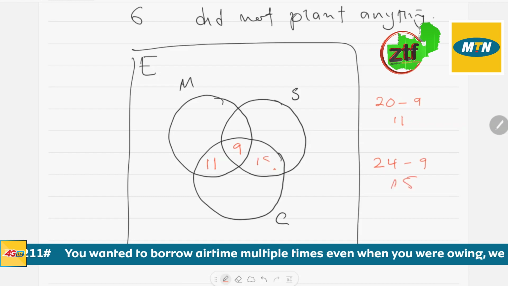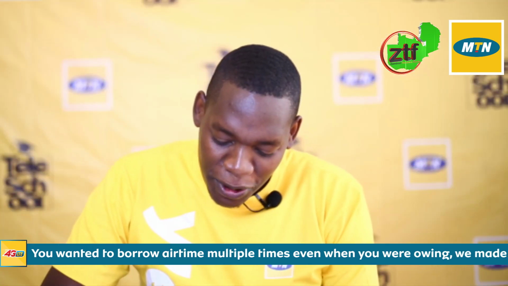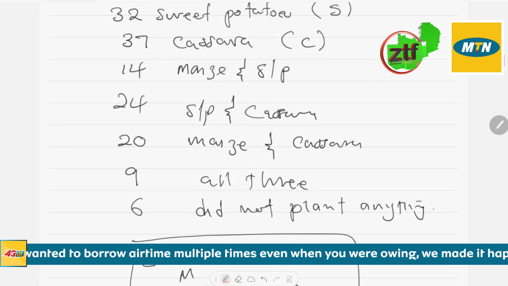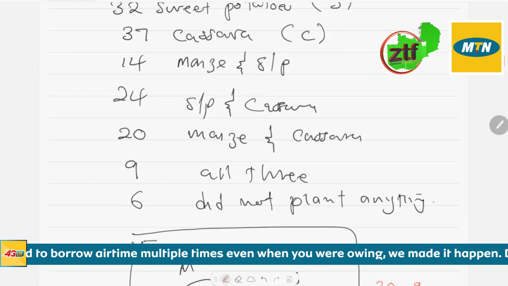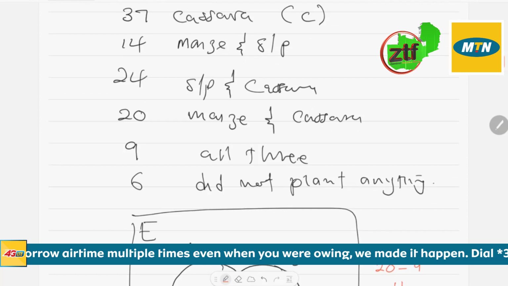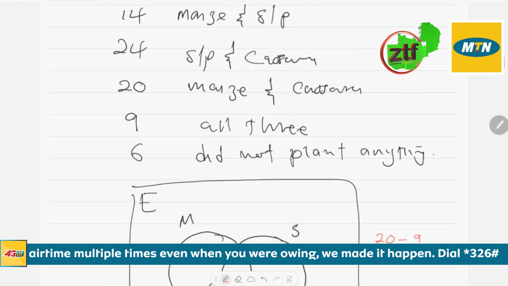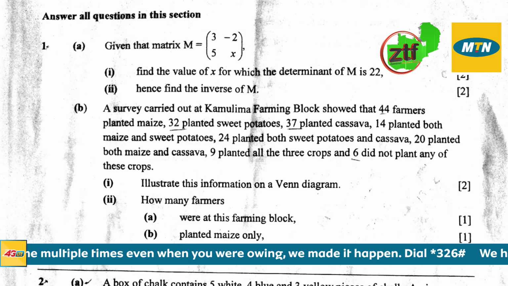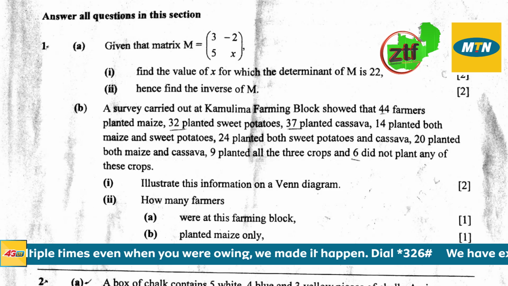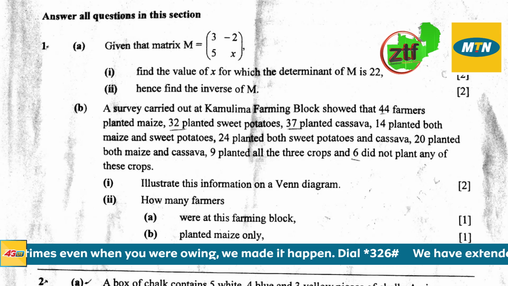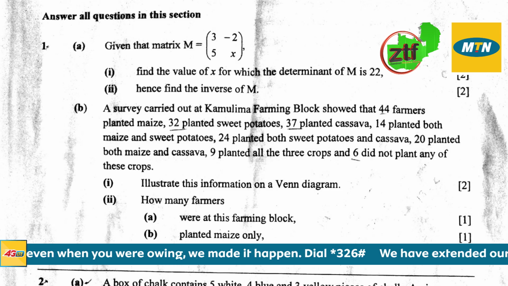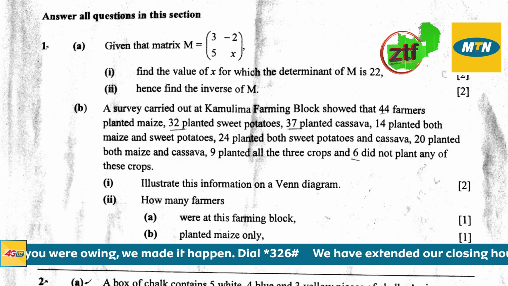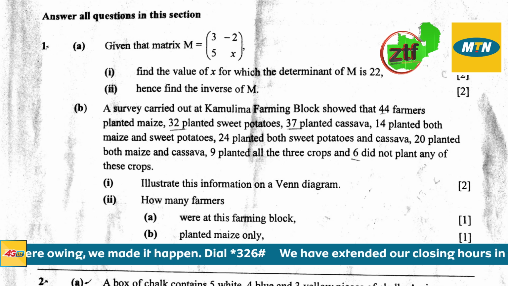Then those who planted maize and sweet potatoes were 14. So what you need to do is subtract 9 from 14. When you subtract 9 from 14, you get 5. So we are done with the intersection sets of all the groups. Now, we go to cassava. Those who planted cassava in total are supposed to be 37.